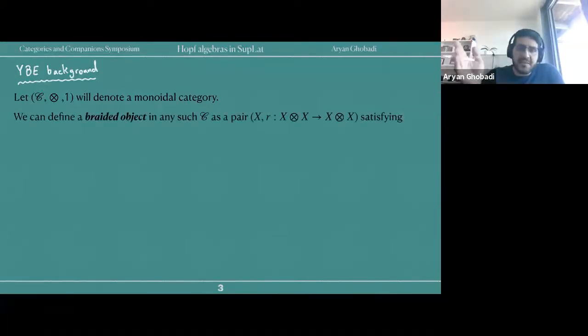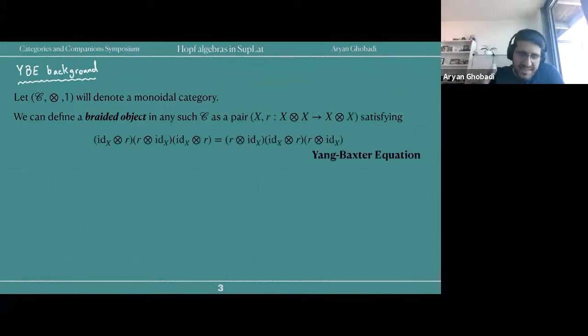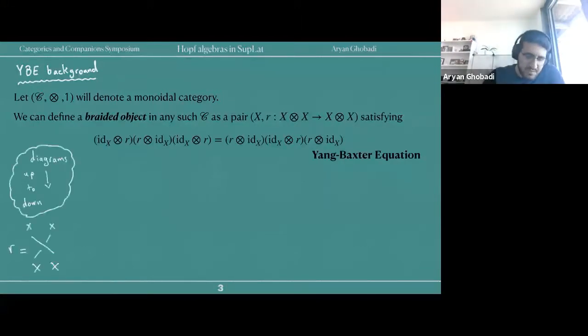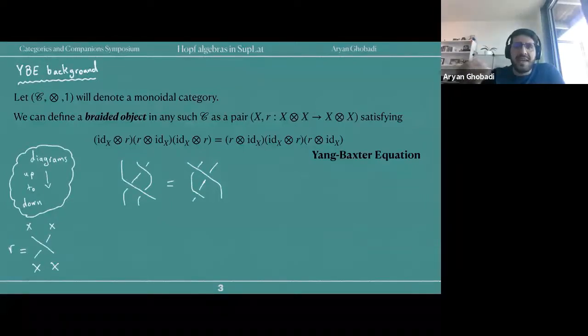In any monoidal category, I can define what it means to have a braided object. It's going to mean I have a pair of an object X and a morphism from X tensor X to X tensor X, satisfying the Yang-Baxter equation, or really what I mean is the Braid equation. So if you're not used to it, in monoidal categories, we have this diagrammatic language where you can write your objects in a row without putting the tensor in the middle, and you can write your morphisms in a column going down.